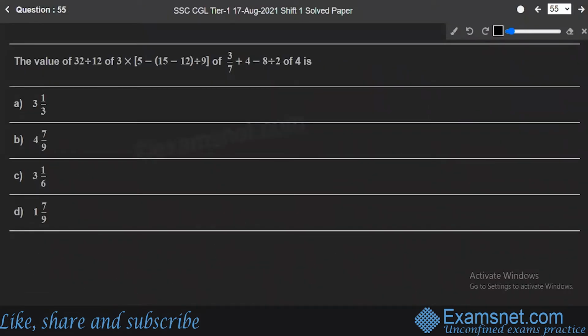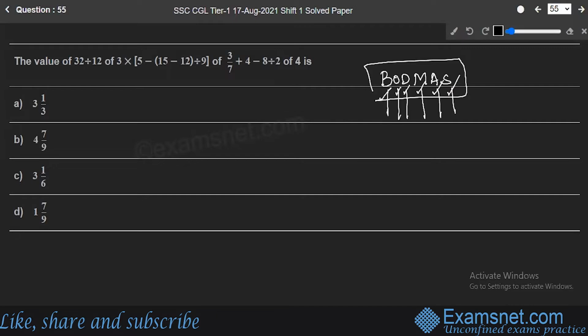This question is an algebraic expression which seems a bit complicated. Don't worry, BODMAS is there to help us. BODMAS says that to solve any given algebraic expression, the order of precedence is brackets first, then of, division, multiplication, addition, and subtraction. I'm repeating: brackets, of, division, multiplication, addition, and subtraction. We'll be using the same thing in this question as well.